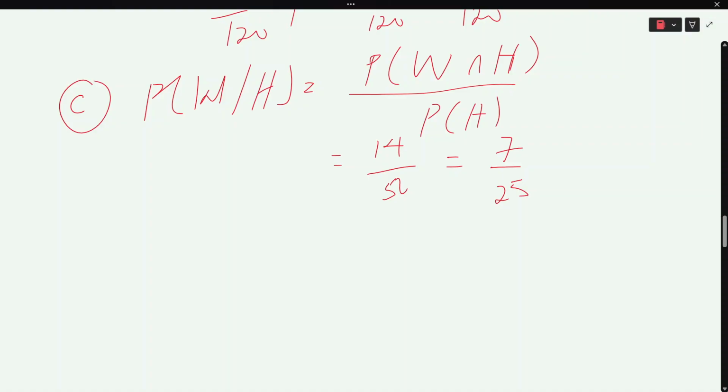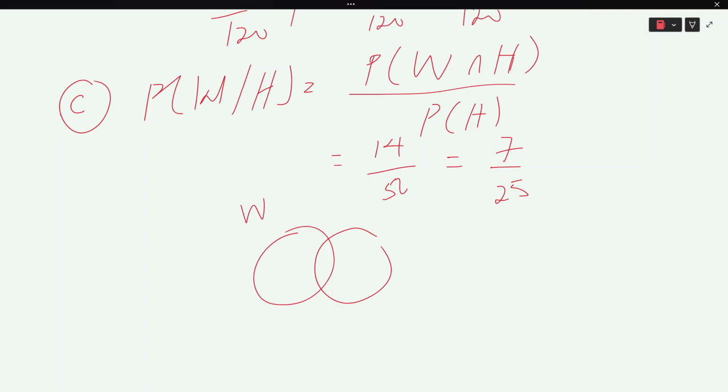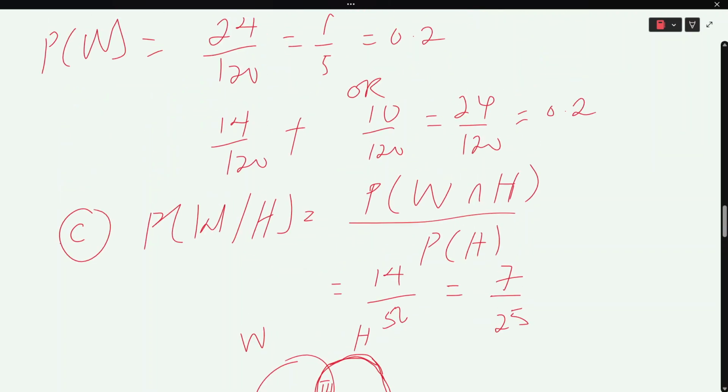So in a Venn diagram form, it's more like here we have this. We have win and hold, yes, 14. Now you know that this 14 here is those who win and hold. But here, because we are limited to hold, what portion of those who hold win? That's what the conditional probabilities class is about.